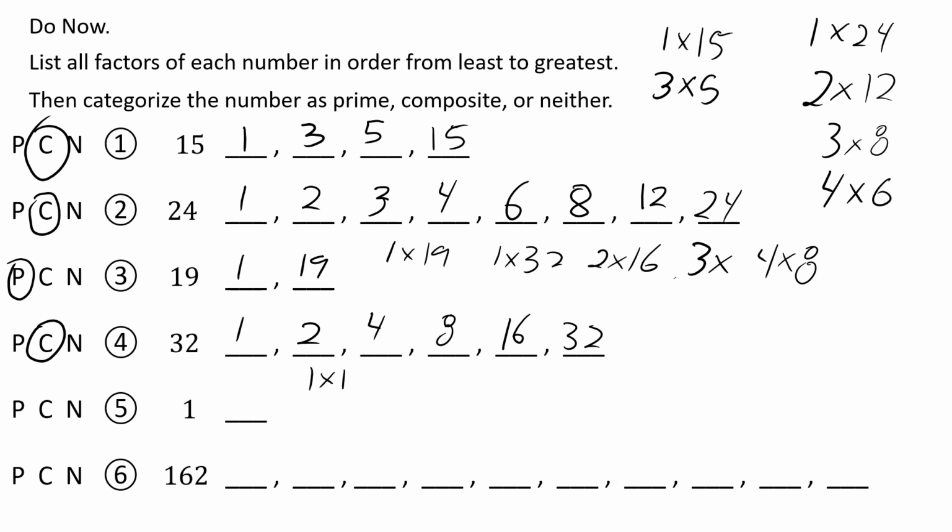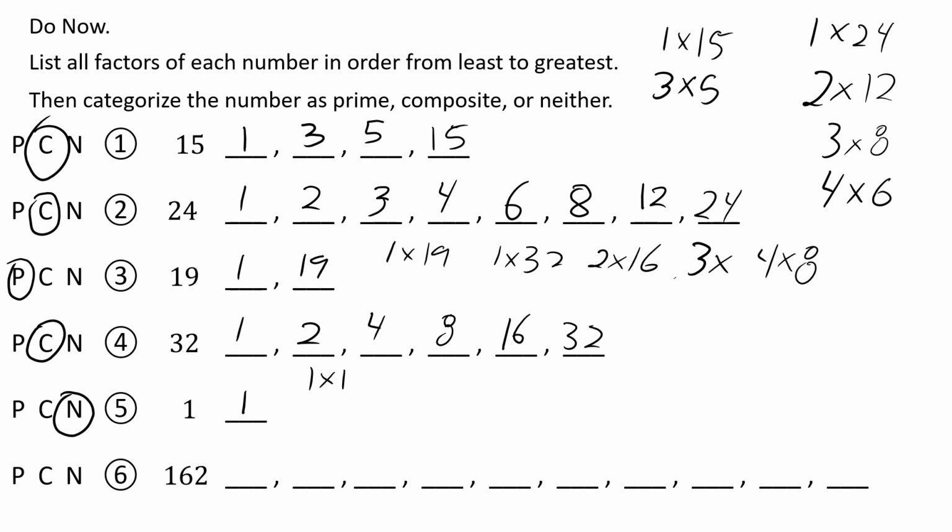For question 5, 1 times 1 is all you can do. There's only 1 factor. So this is the neither, right? It is not composite because it doesn't have more than 2 factors. It's not prime because it doesn't have 2 factors, right? That number is neither.